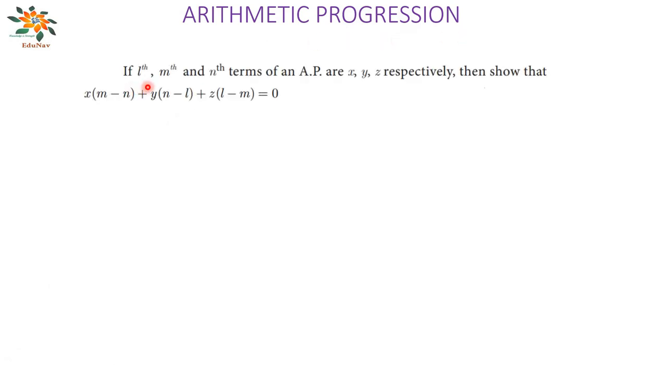Dear students, in this session we shall work one problem under arithmetic progression. If the lth, mth and nth terms of an AP are x, y and z respectively, then show that x into (m minus n) plus y into (n minus l) plus z into (l minus m) equals 0.